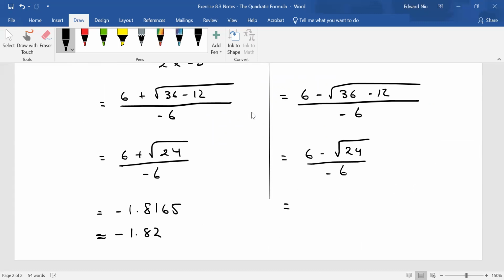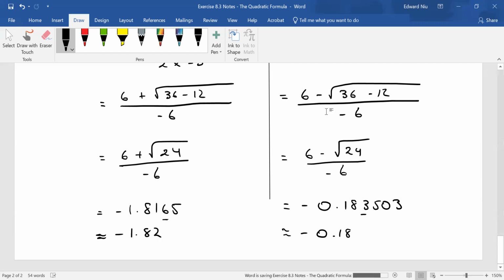Over here, if we have 6 take away square root 24 divided by negative 6, we'll get negative 0.183503, which is equivalent to, in 2 decimal places, negative 0.18, because the 3 is not 5 and higher, so we don't need to bump up the second decimal place by 1.